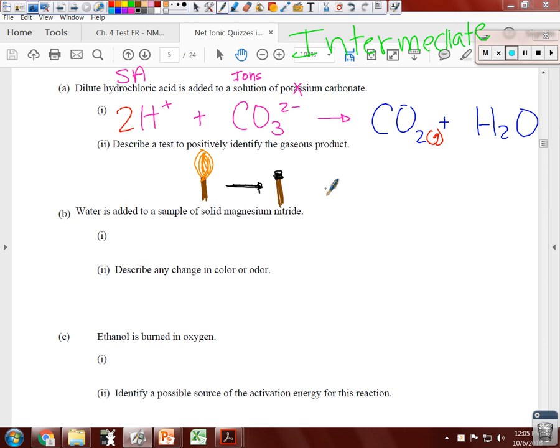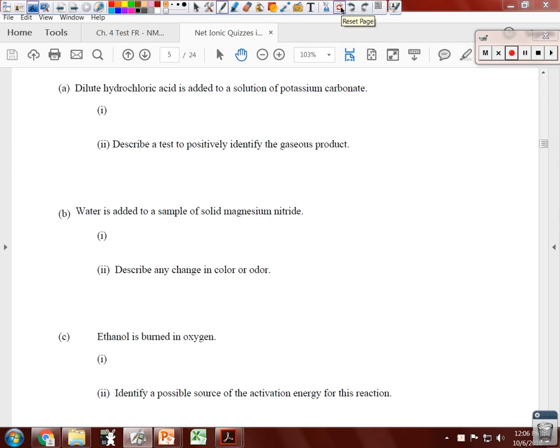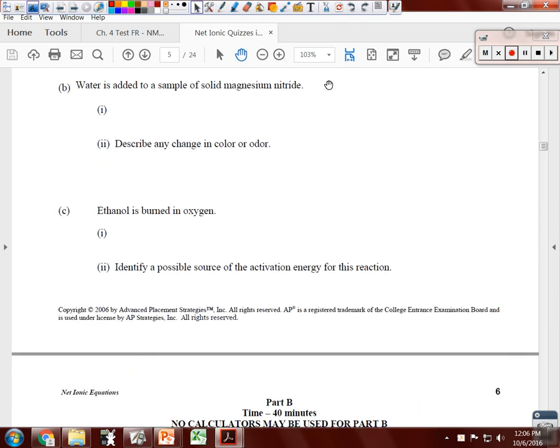Well, you're learning. No questions. B, water is added to a sample of solid magnesium nitride. Is there anything we can bust in this question? No. You don't bust solids, liquids, or gases. Does it tell you what water is? It doesn't matter. It's a solid, a liquid, or a gas. Leave it alone. Okay?